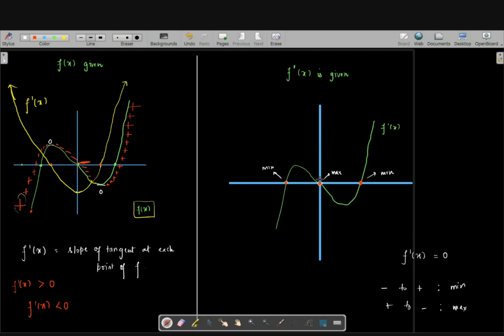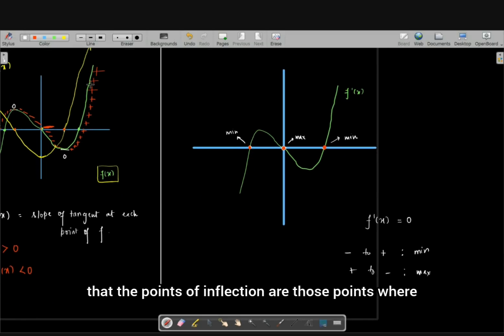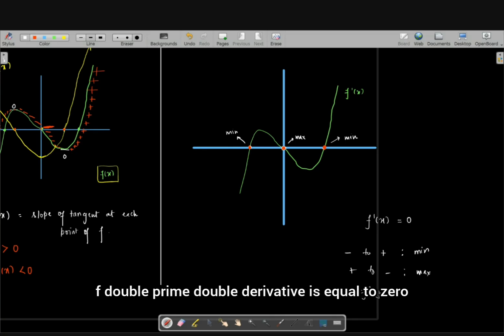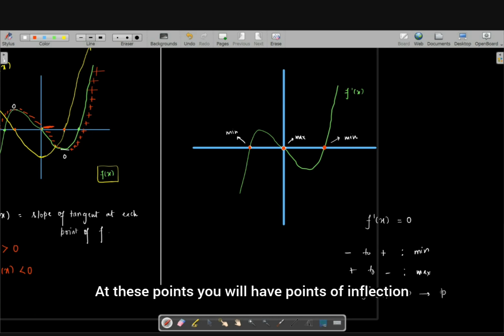Okay, so first identify the points of minima and maxima, then identify if there are any points of inflection. So it changes concavity. And you also know that the points of inflection are those points where f double prime, the double derivative, is equal to 0. At these points, you will have points of inflection.